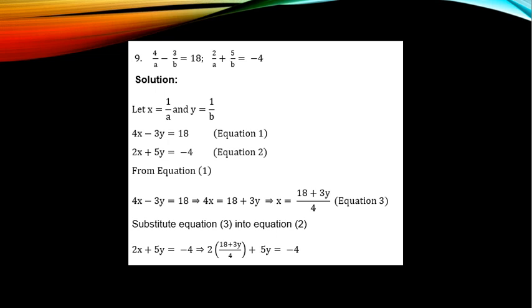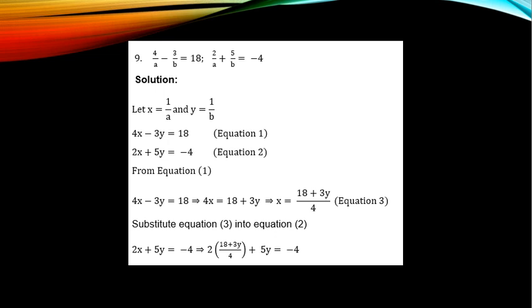Example 9. Solve simultaneously using the substitution method. 4 over a minus 3 over b equals 18. 2 over a plus 5 over b equals minus 4. What you have here is not different from lesson 3, but we want to use the method of substitution here.